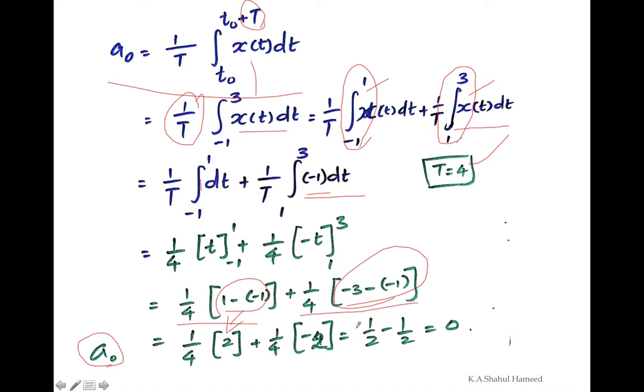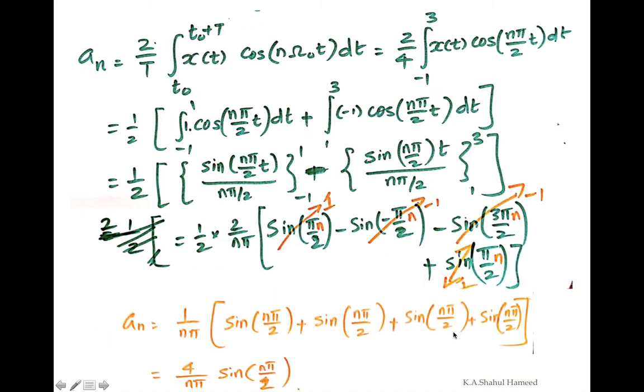Now the 2 cancels, you will get 1 by 2 minus 1 by 2, which is equal to 0. So the a naught value is 0. Now we are going to find out a n.